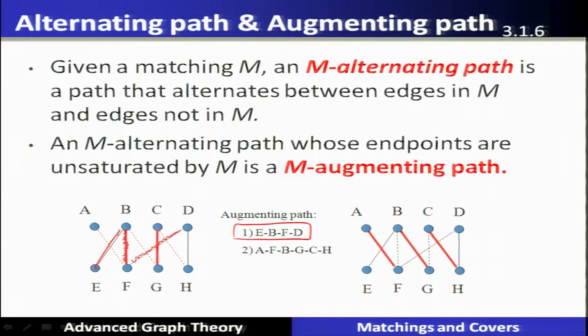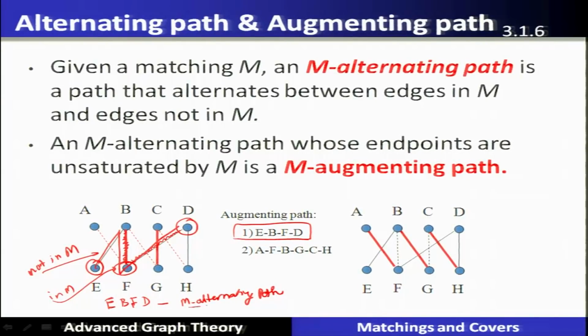So this becomes 1, 2 and 3. So in this particular path we can see the vertices E, B, then F and then D. So this particular path is called an M alternating path. Why? Because it alternates between the edges in M and edges not in M. Such a path is called an M alternating path.